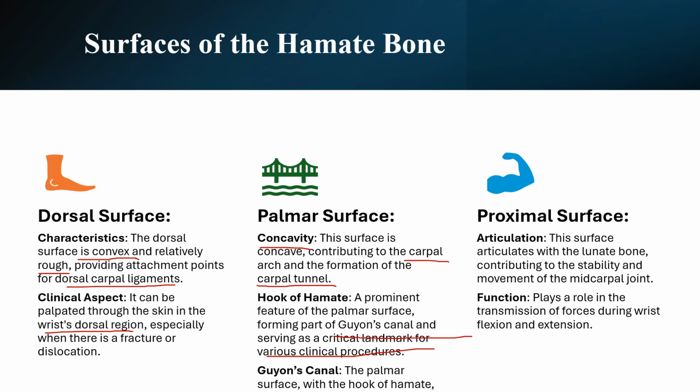The proximal surface articulates with the lunate bone and contributes to the stability and movement of the midcarpal joint. The function of the proximal surface is to play a role in the transmission of force during wrist flexion and extension.